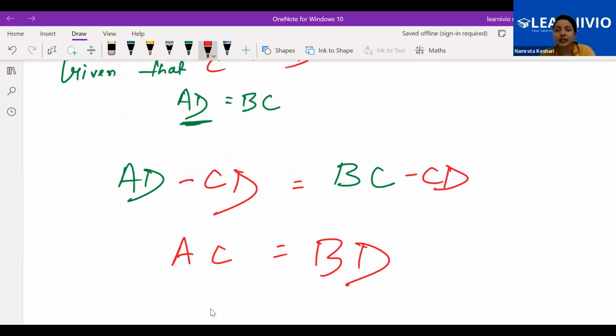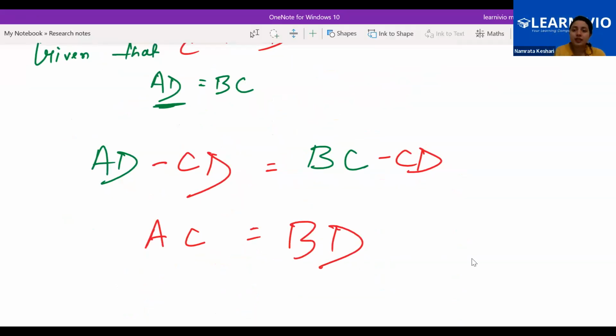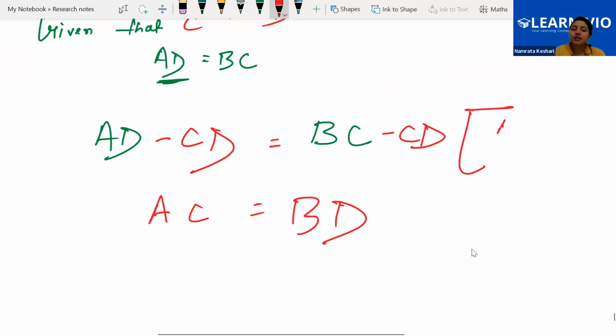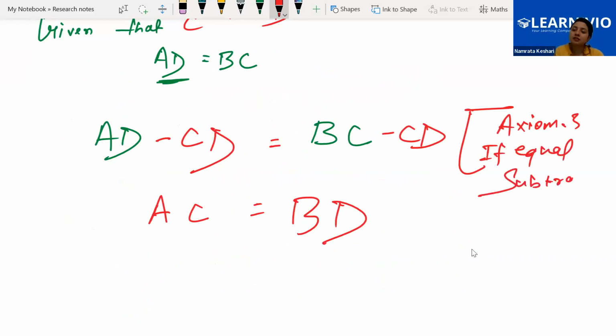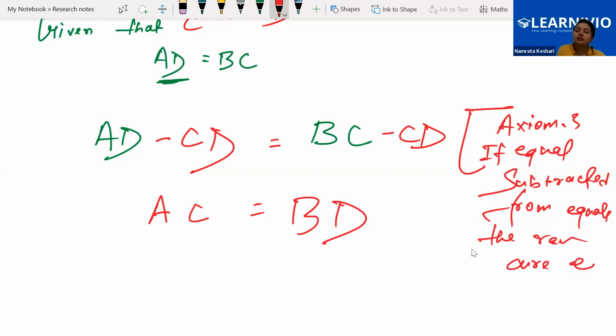Here we have to give the reason why we are subtracting CD from both sides. We have to write axiom 3. If equals are subtracted from equals, the remaining are equal. See axiom 3, you already have the book in front of you. What is the statement? That is what we have used.